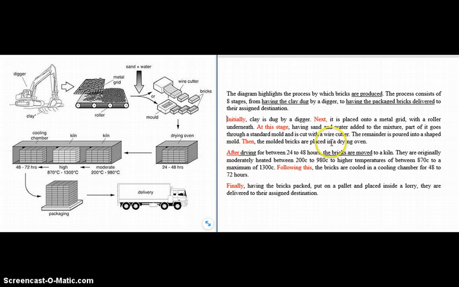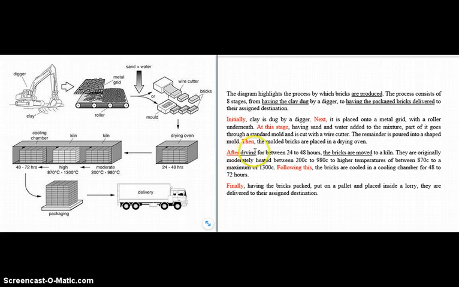And here I've said in a drying oven, not the drying oven, because it's the first time that our listener or our reader is being introduced to this item. Therefore, we're going to give it the article a, not the. After drying for between 24 to 48 hours, so again, I'm using the information given.